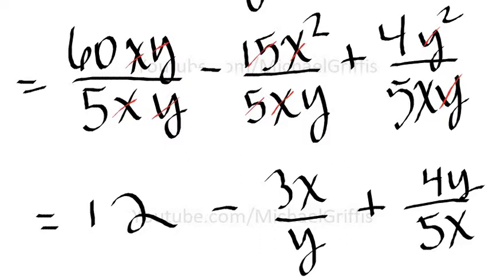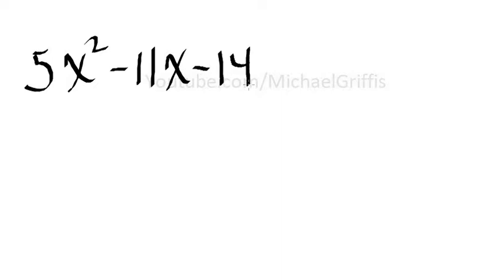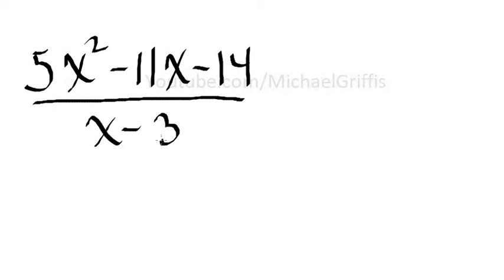Okay, let's look at another one. All right, something different here. We have 5x squared minus 11x minus 14 over x minus 3. Now we have a binomial in the denominator, so we can't do what we did in the last problem. So we're going to do this long division technique.